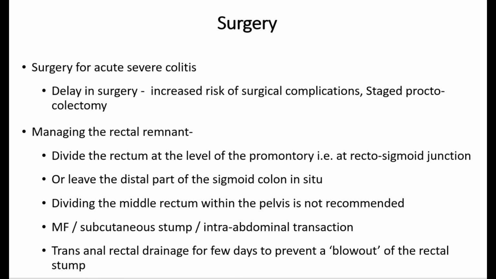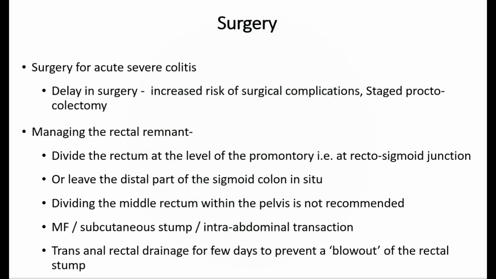For managing the rectal remnant, divide the rectum at the level of the promontory, that is at the rectosigmoid junction, or leave the distal part of the sigmoid colon in situ to bring it out as a distal mucous fistula. Dividing the middle rectum within the pelvis is not recommended in an emergency situation. Mucous fistula, subcutaneous stump or intra-abdominal transection are all recommended. Transanal rectal drainage for a few days in the form of a rectal drainage tube is recommended to prevent blowout of the rectal stump.